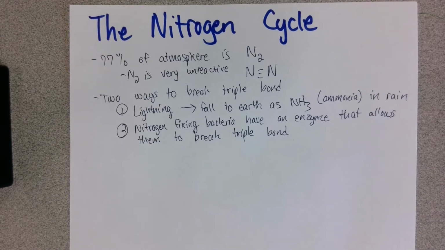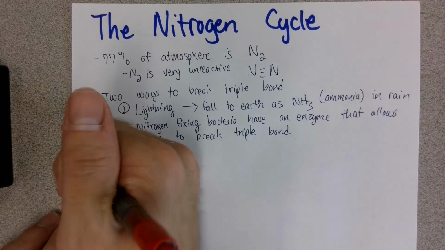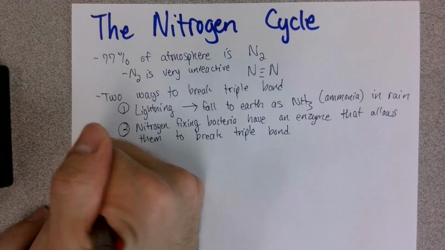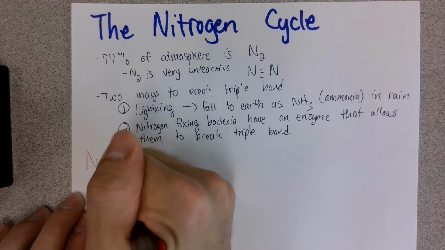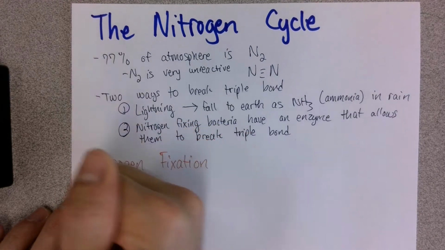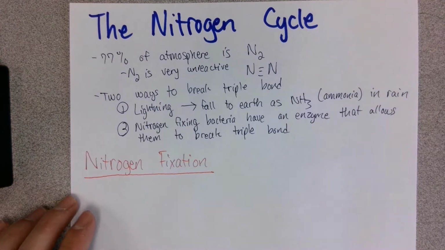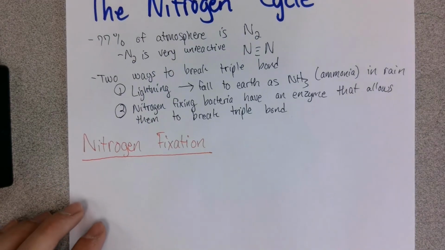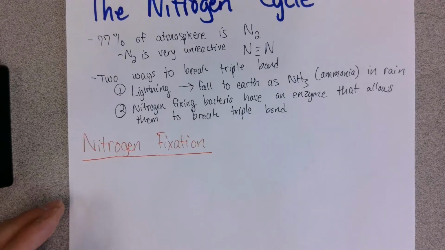I'm going to switch colors. The first process that we really need to talk about is called nitrogen fixation. Nitrogen fixation is the whole process in which bacteria in plants take N2 out of the air and turn it into ammonia, and then they turn it into ammonium.